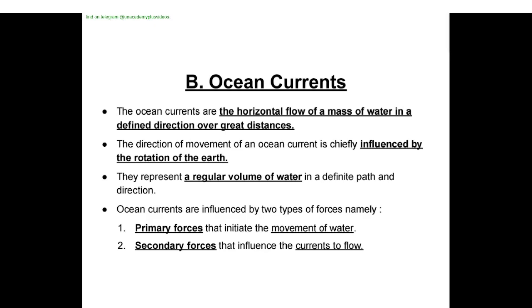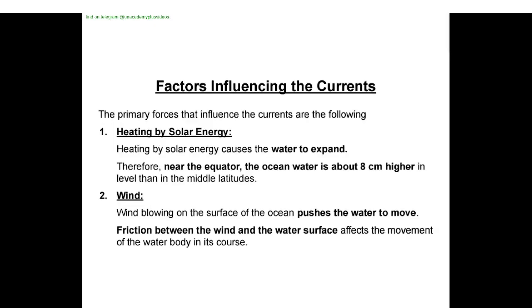Ocean currents. The ocean currents are the horizontal flow of a mass of water in a defined direction over great distances, influenced by the rotation of the earth. A regular volume of water in a definite path and direction represents the ocean currents. Ocean currents are influenced by two types of forces, namely primary forces that initiate the movement of water, and secondary forces that influence the currents to flow.